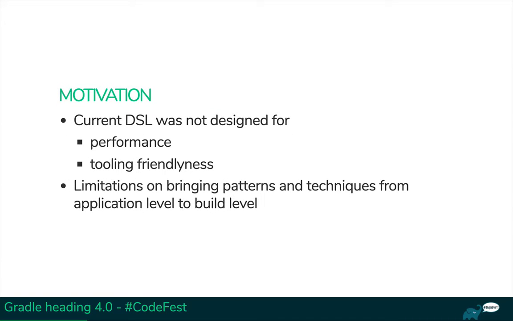So what was the motivation behind that? The current DSL, by which I mean the Groovy DSL, was not designed for performance, so there are some shortcomings there because we do a lot of dynamic lookups, and it hasn't changed since one of the first Gradle versions, I would say.